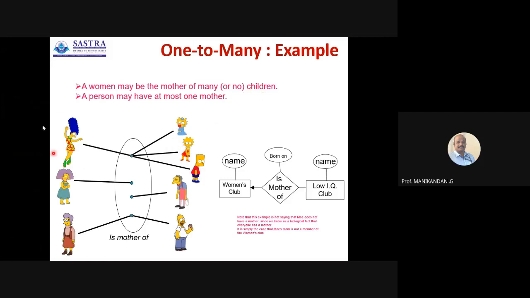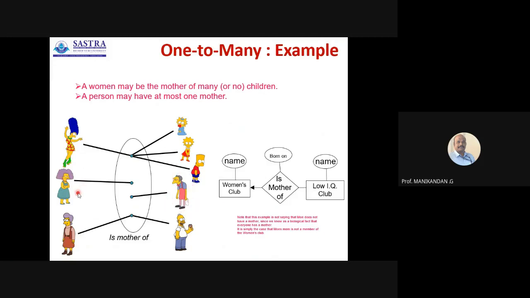But if you take this, this is an entity in A. A woman may be a mother of many children. But an entity in B, a person, may have at most one mother. So a person can have at most one mother. Now if you take this person, according to this example, what the author says is the person name is going to be Mo. So it doesn't mean that Mo is not having any mother.